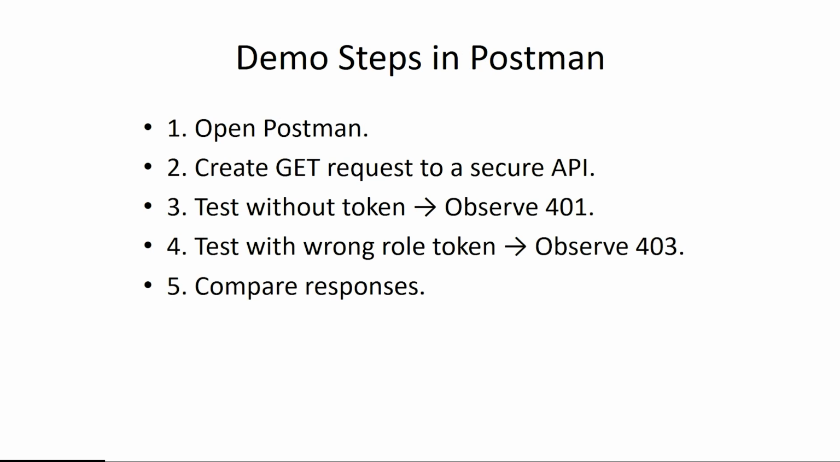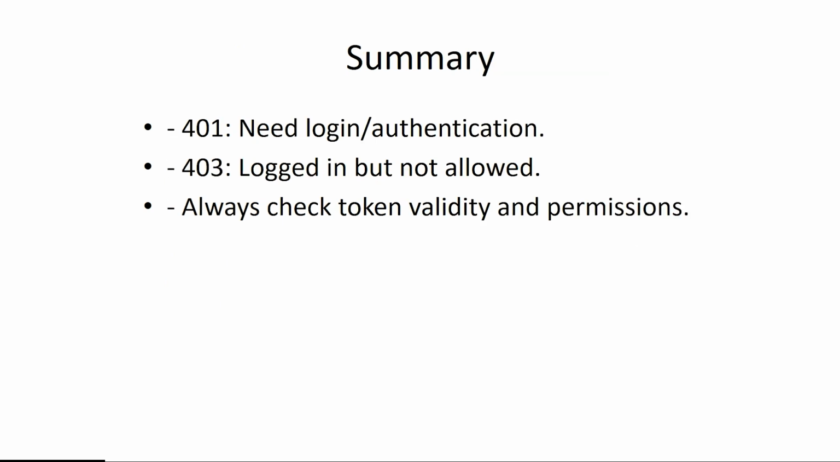This is the demo steps in Postman. First, you need to open Postman and create a new request to a secure API, select the GET method and test without a token. You will observe 401 because you did not provide a token. And for 403 forbidden, test with a wrong role token. Suppose you have permission only for creating a user but you cannot delete this user, so you will get 403.